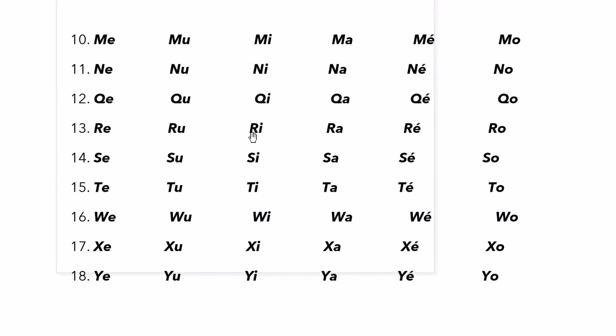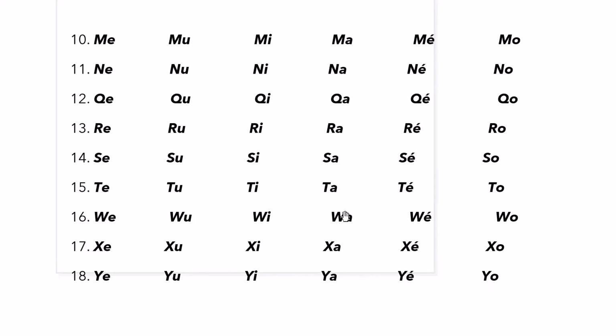Re, ru, ri, ra, ru, ro. Se, su, si, sa, su, so. Te, tu, ti, ta, tu, to. We, wu, wi, wa, wu, wo. He, hu, hi, ha, hu, ho. Ye, yu, yi, ya, yu, yo.